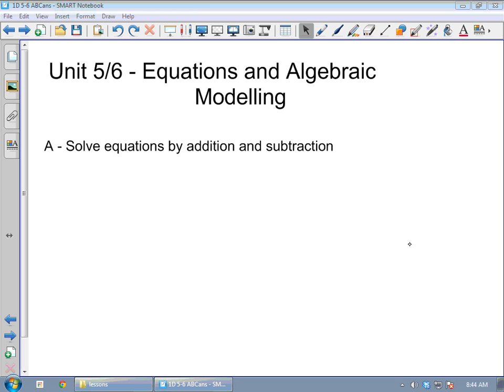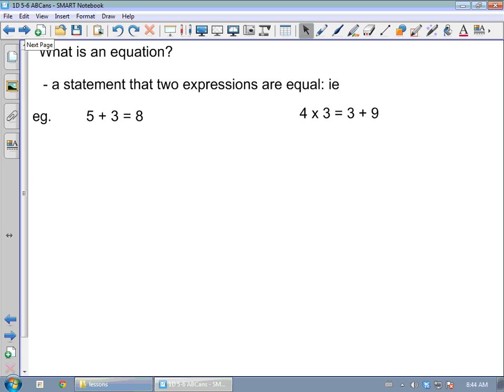So today we are taking a look at some material from Unit 5-6, which is all about equations and algebraic modeling. First thing we want to do some stuff from box A here, where we look at solving equations. It says here by addition and subtraction, but we're also going to be using multiplication and division to solve these equations. So before we get into solving them, what the heck is an equation?